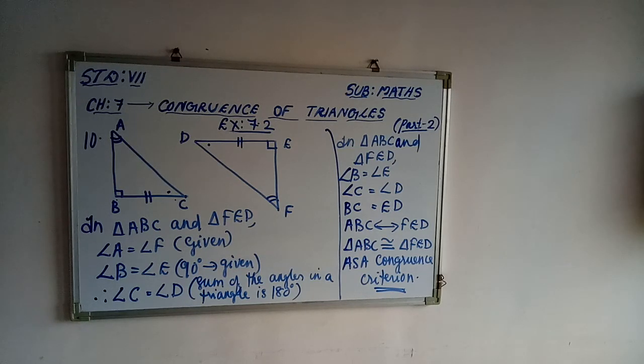So we have completed the 10 sums of exercise 7.2. The sums that I have not shown here, we can do as homework, and the sums which are already done here, you can practice in your practice book. And the 4 congruence criteria, copy them in your notebook before starting exercise 7.2.